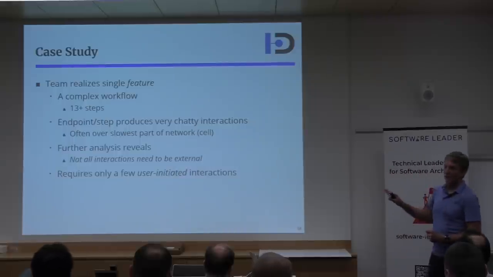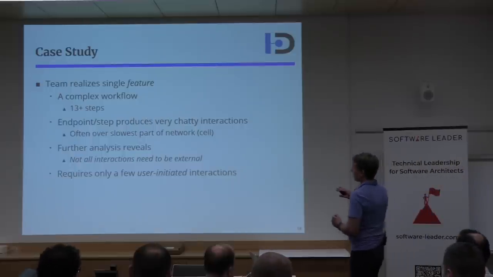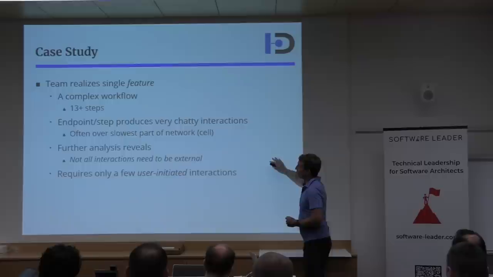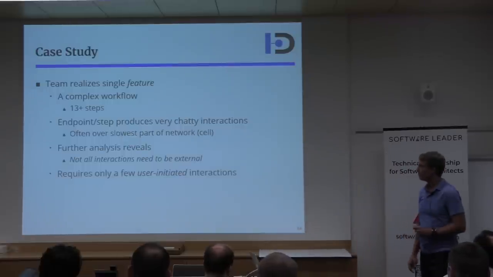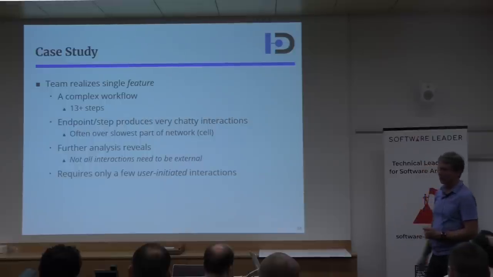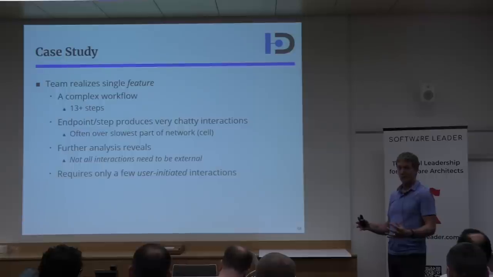At this point, the team realizes that each feature is a complex flow, right? Go figure. Doing it per endpoint produces these extraordinarily chatty interactions. Again, over the slowest part of the network. And then they do a little more analysis and they realize that not all the interactions need to be external because they're not user initiated.